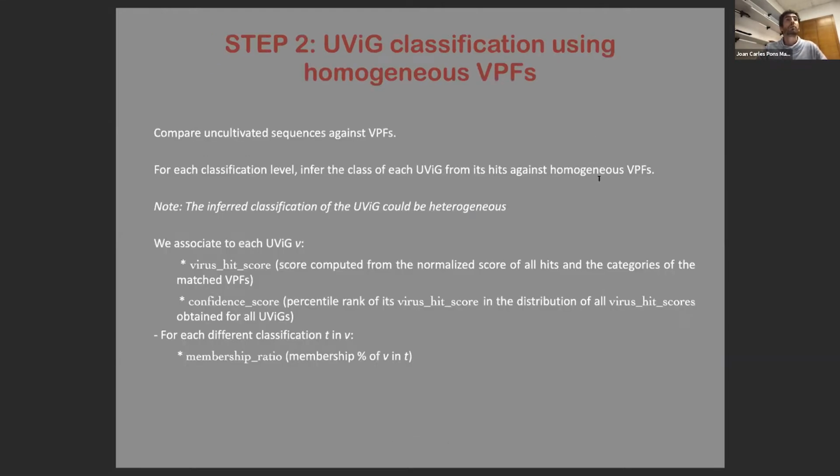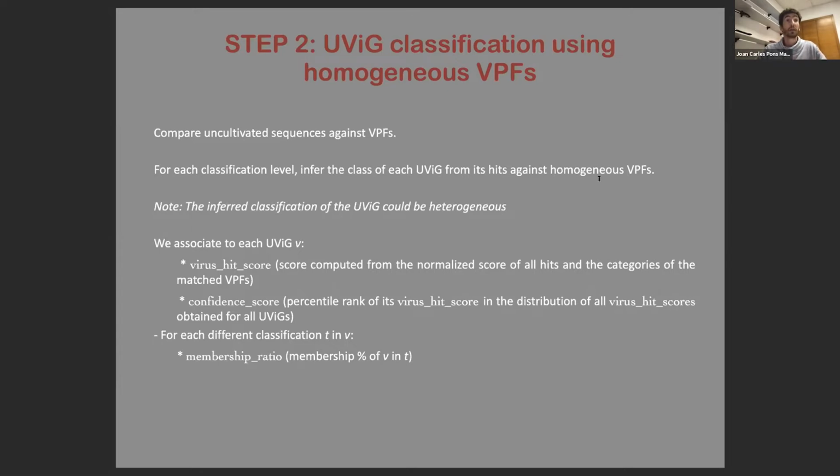Now the second step is to compare the uncultivated sequences against viral protein families. And then for each classification level, we infer the class of each uncultivated virus from its hits against homogeneous VPFs. This is, we can obtain a heterogeneous classification for every uncultivated virus genome. Now the idea is to associate to every uncultivated viral genome 2 scores. The first is the virus hit score, which is computed from the normalized score coming from the HMM search of all hits and the categories assigned to the matched VPFs in step 1.